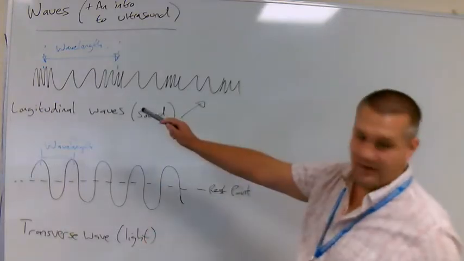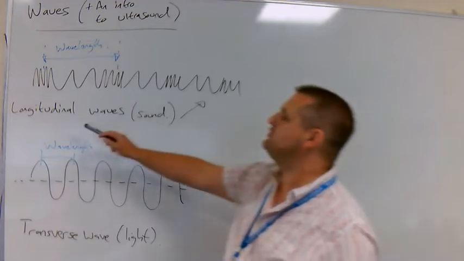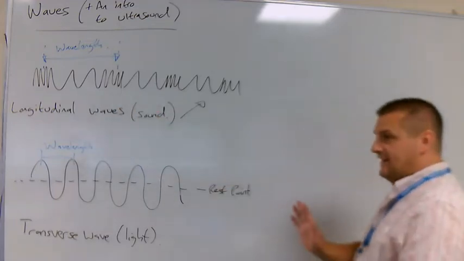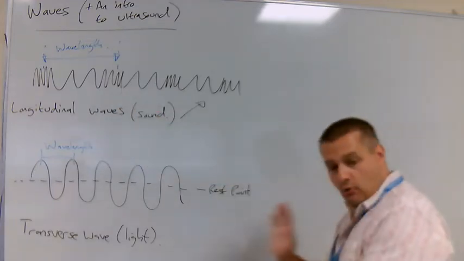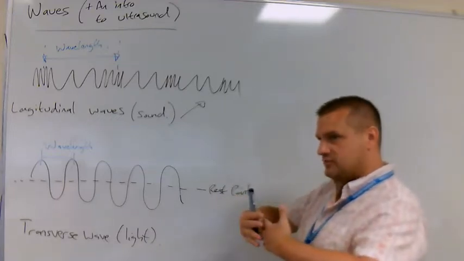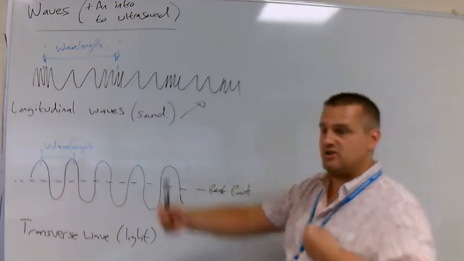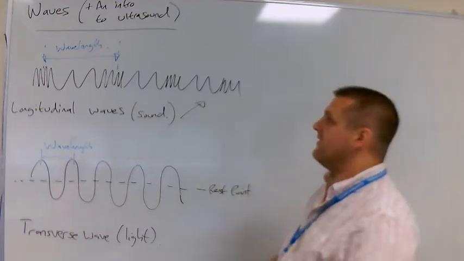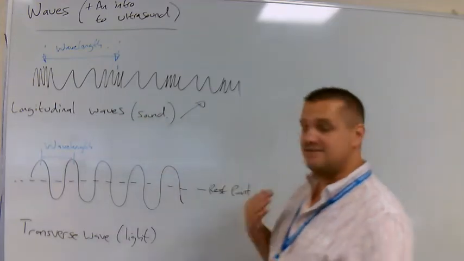The top one is an example of a longitudinal wave. If you imagine you've got a slinky spring and you were to send a pulse down it, you'd have areas where they are squeezed together and areas where the spring is stretched apart. That's a longitudinal wave. Best example of that is a sound wave. That's exactly how sound works.